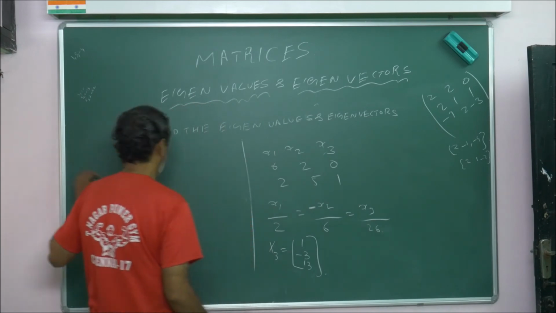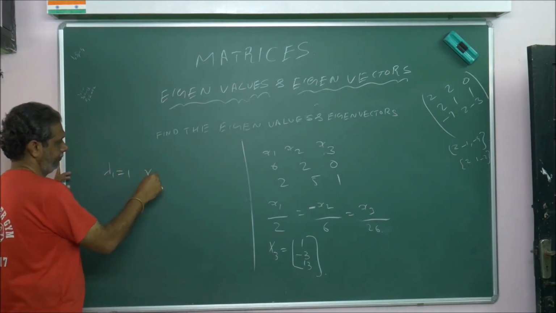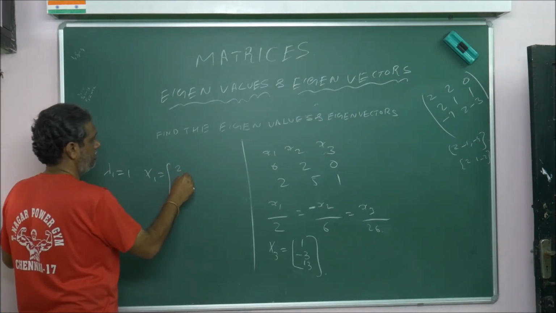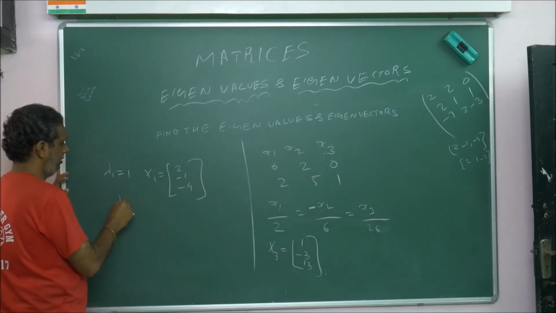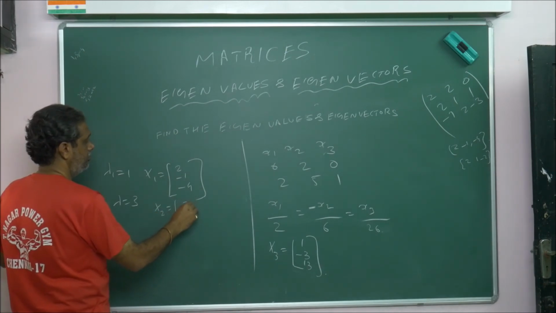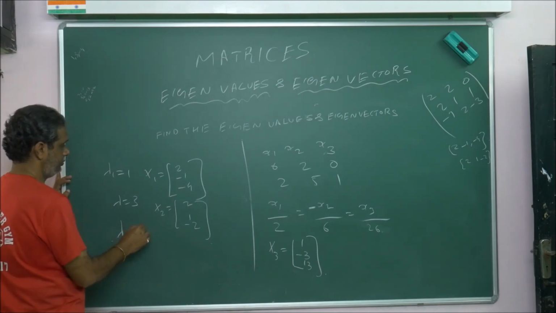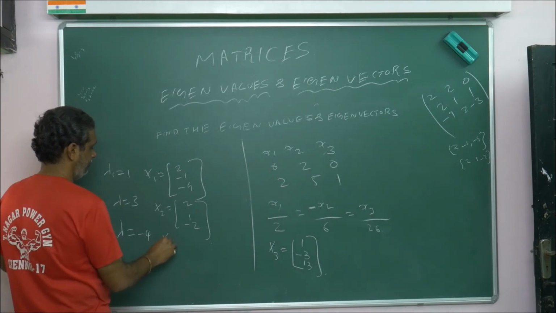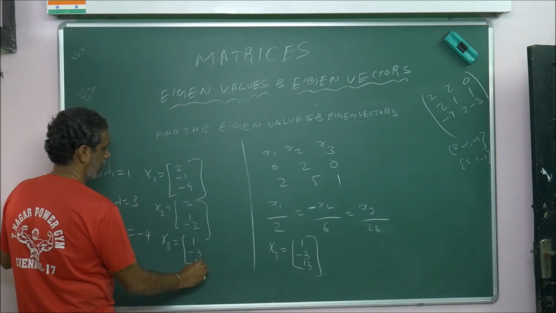Now we can write the eigenvectors. When lambda is equal to 1, x1 is equal to 2, minus 4, minus 1, minus 4. Then lambda is equal to 3, x2 is equal to 2, 1, minus 2. Lambda is equal to minus 4, x3 is equal to 1, minus 3, 13.